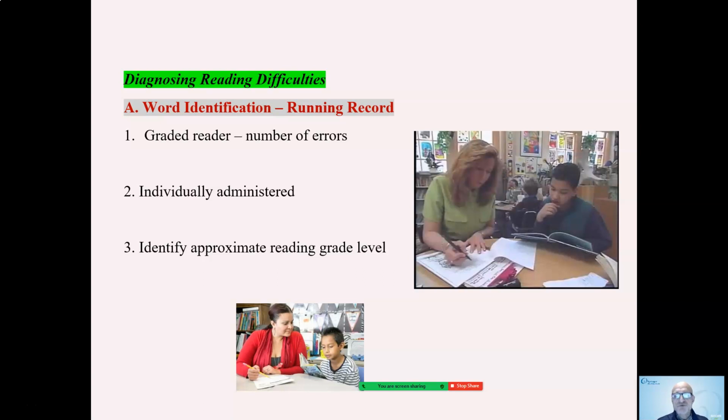The child or the student reads orally, you just put a check mark above the words that were errored or miscued or not correctly read. All right, the errors. We call them errors here. All right, miscues, we'll talk about that in just a minute. Then you're able to identify the approximate reading grade level based on how many words they correctly identified. And that would be grade level for word identification. Because often students can comprehend at one level, but their word identification is at another level.